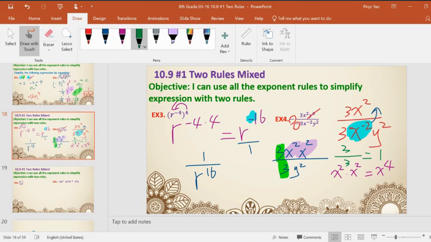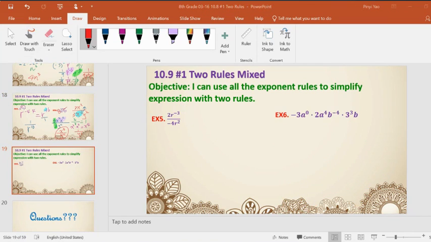As for the y squared, that is just by itself staying on the bottom. So that would be a 1 over y squared. Last thing, we just need to put all of these together as our final answer, which is going to be x to the 4th over y squared. The 1 is an extra, we don't need it. So that is our final answer.